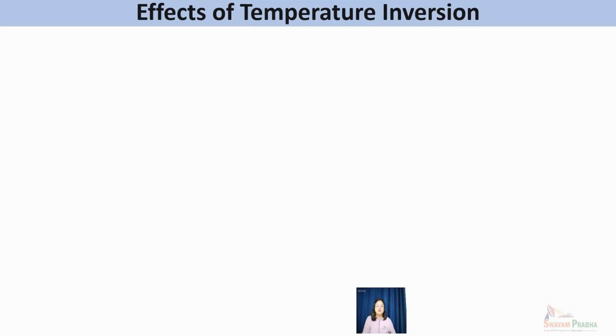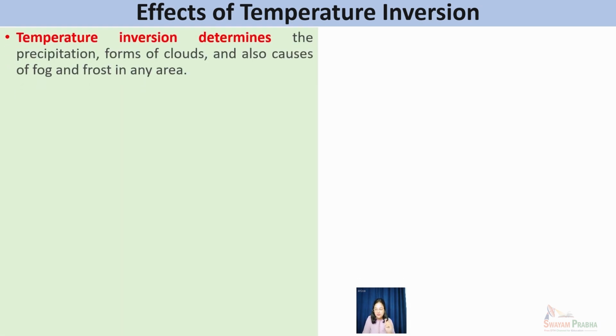Effects of temperature inversion. Now coming to the effects of temperature inversion, although we know that temperature inversion denotes local and temporary atmospheric conditions, there are several climatic effects of the inversion of temperature which have great significance to man, atmosphere, economic activities, and several other factors associated with it. So temperature inversion, first of all, determines the precipitation, forms of cloud, and also causes fog and frost in many areas. So temperature inversion represents very dynamic atmospheric conditions, although it is of local nature.